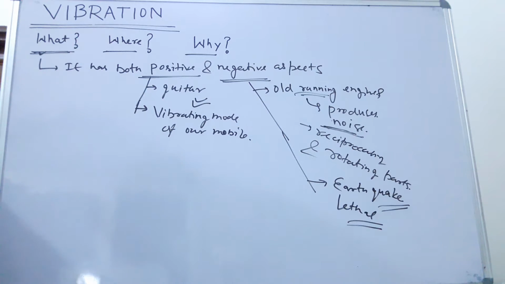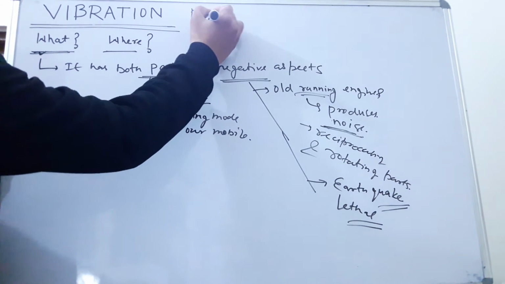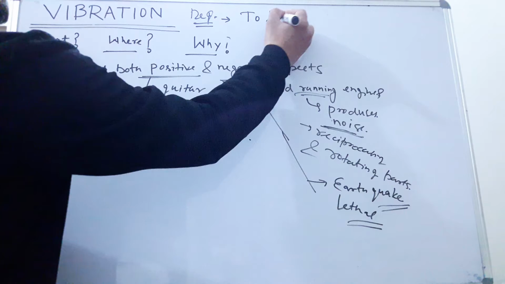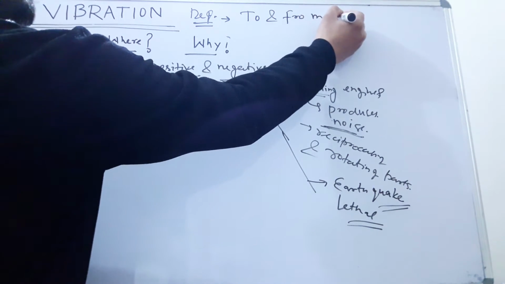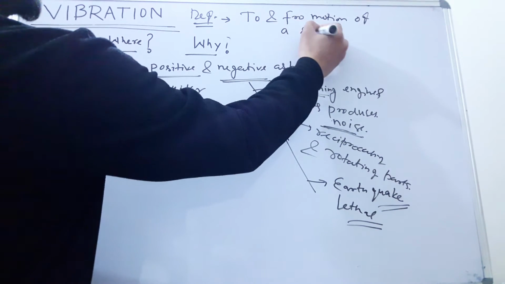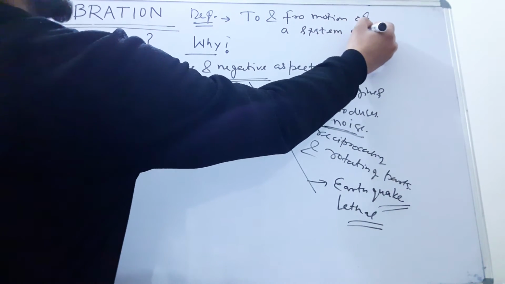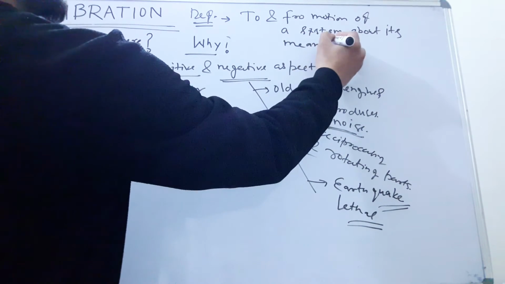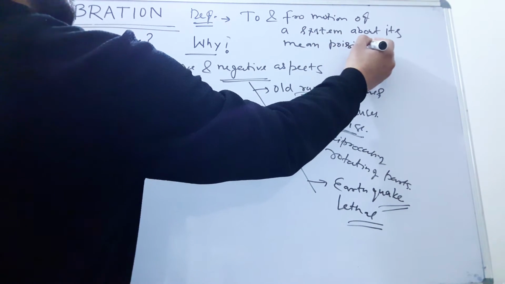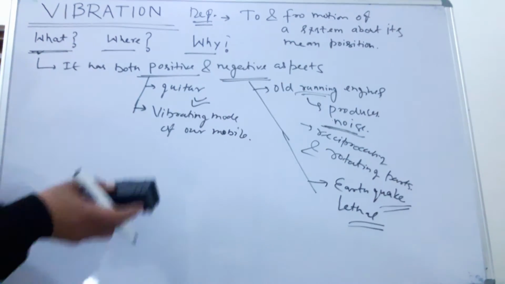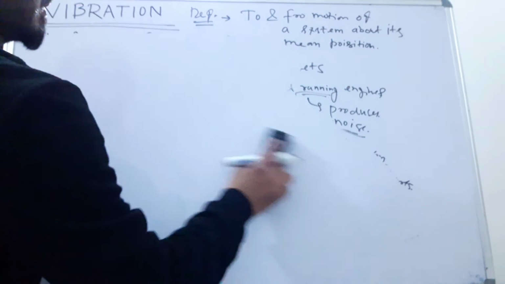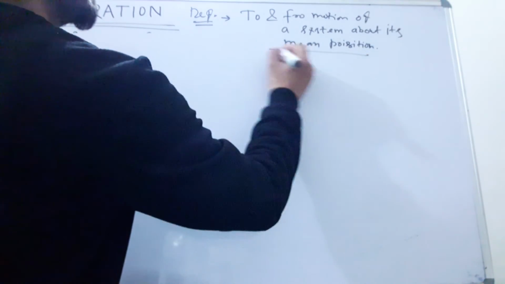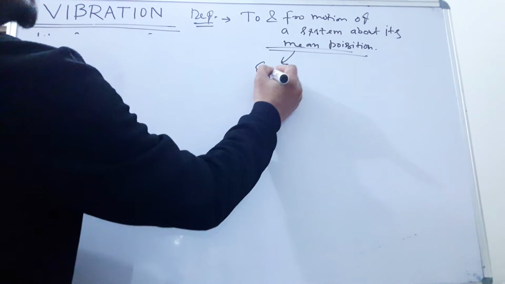So I come to the main point. What is the definition of vibration? I define it as the to and fro motion of a system about its mean position. What do you mean by mean position? More precisely, this mean position is nothing but the equilibrium position.